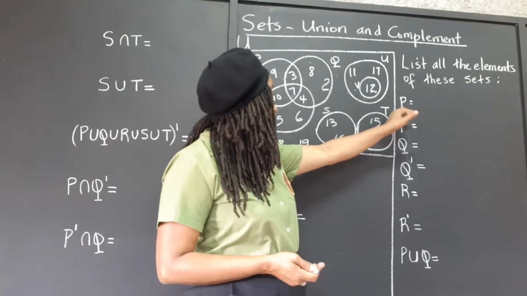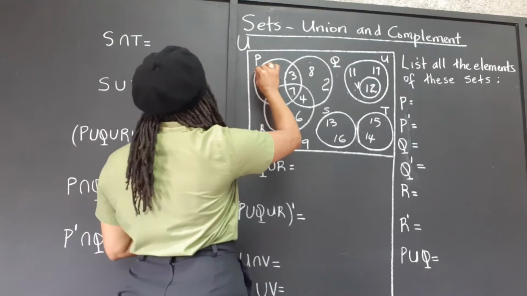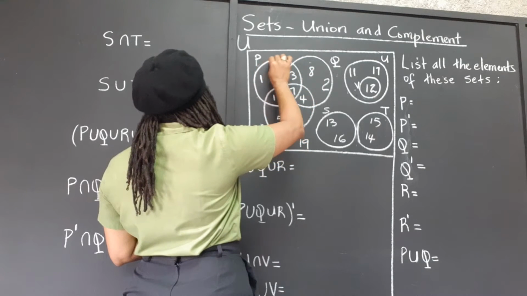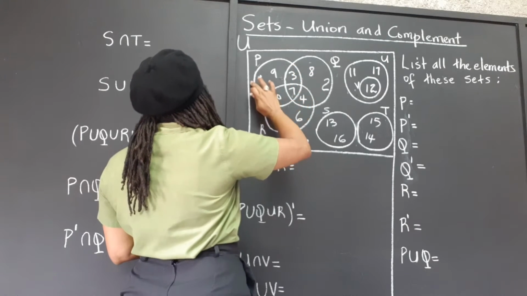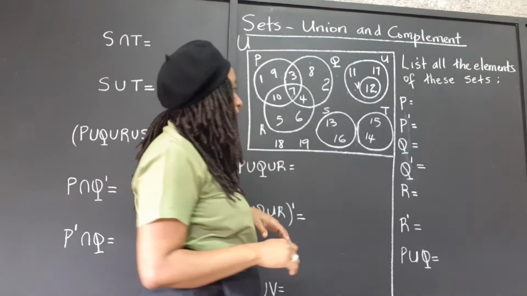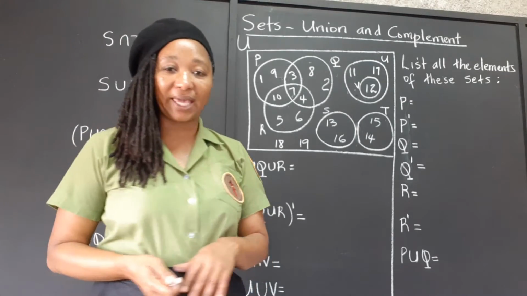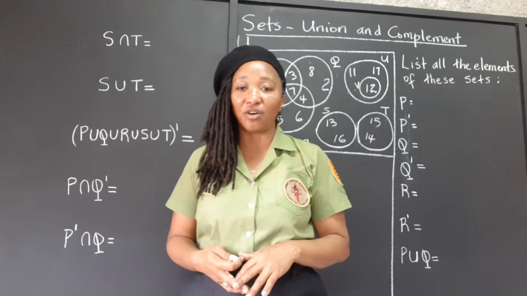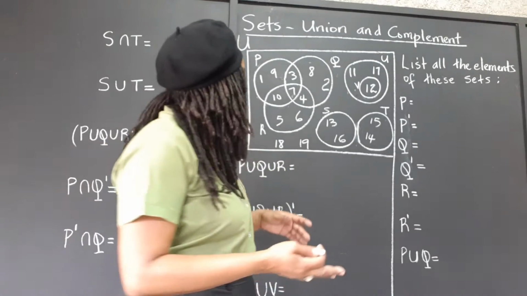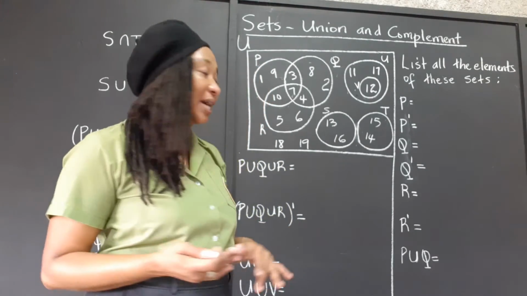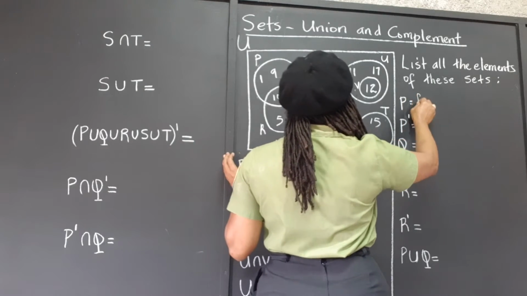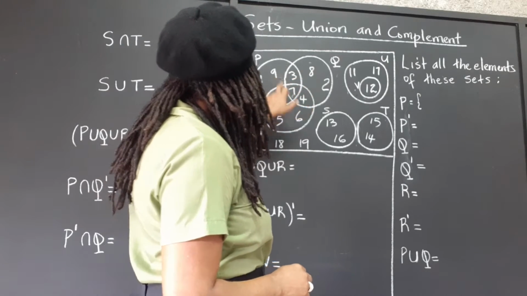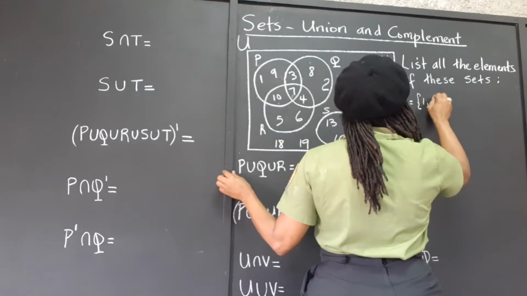So for set P would be the elements within this circle here, including the ones that overlap, including the ones that are in the intersection. All the elements of set P, and we list our elements in curly brackets, and we try to maintain some kind of order, for example alphabetical order, numerical order. Not absolutely necessary, but we try to maintain some order. So for set P, we open our curly bracket, so that will be 1, 3, 7, 9, and 10. Those are the elements of set P.